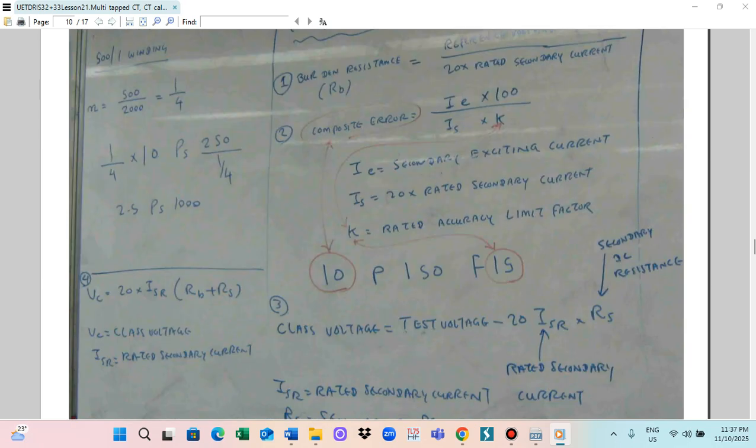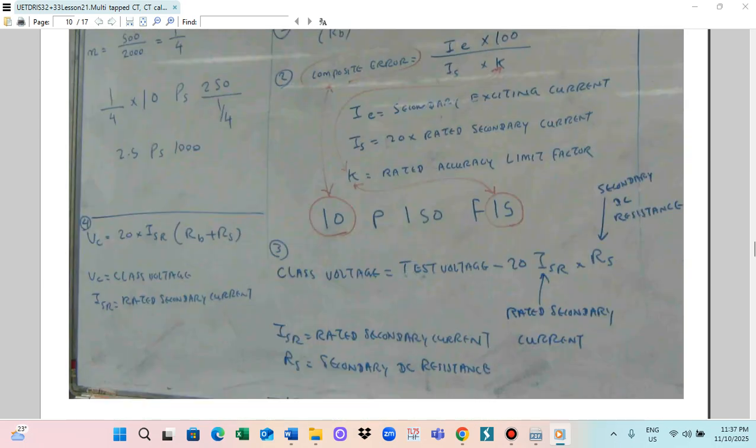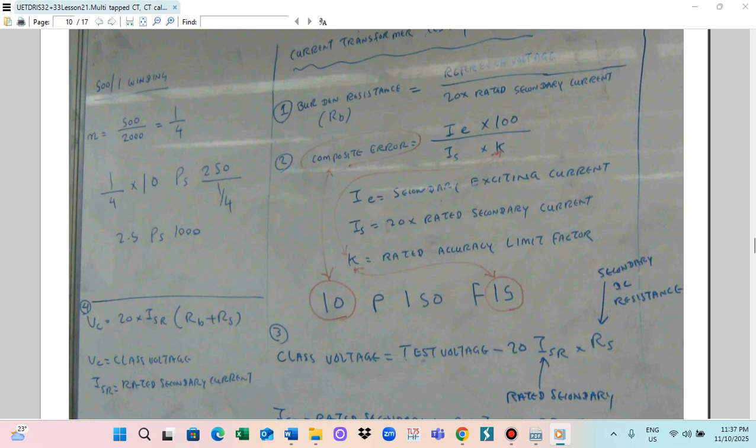Specification 10B150 F15. So the first number 10 indicates the composite error, and this 150 we call the reference voltage or the class voltage, and F15, this 15 is the rated accuracy limit factor. And otherwise, we can also calculate the class voltage. The equation is test voltage minus 20 ISI into RS. RS is the secondary resistance, ISI is rated secondary current. So this is the equation to calculate the class voltage.